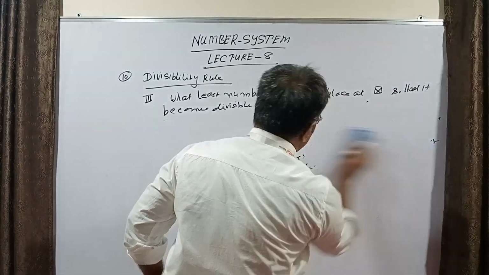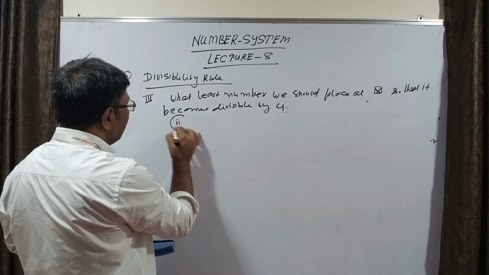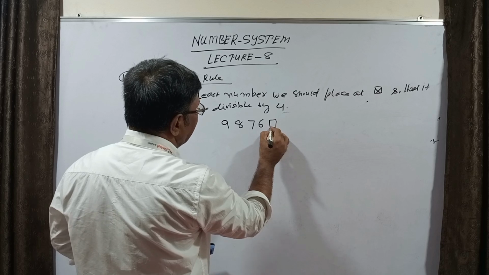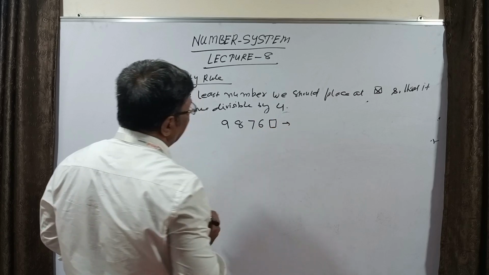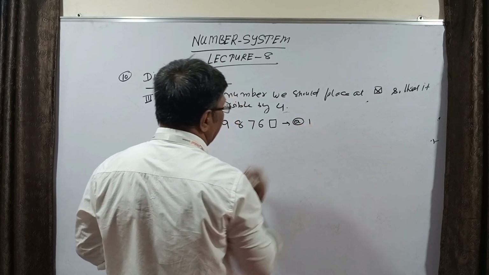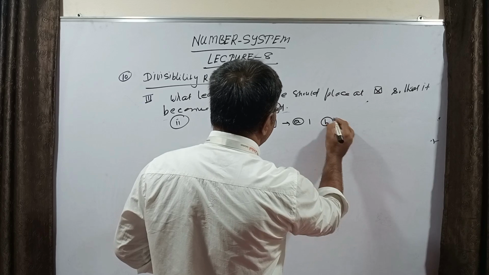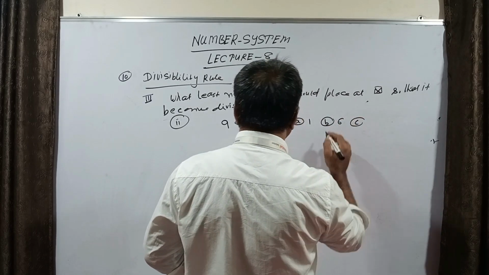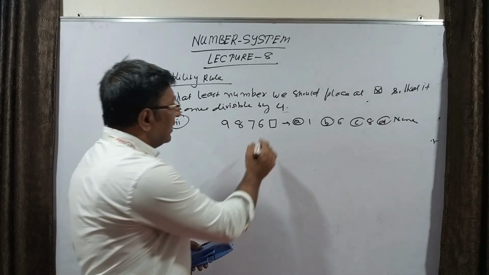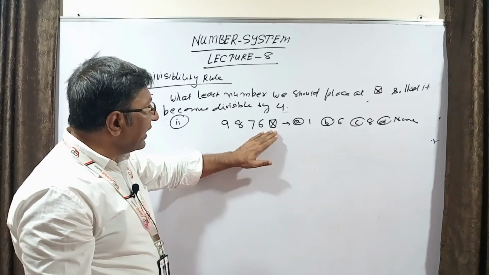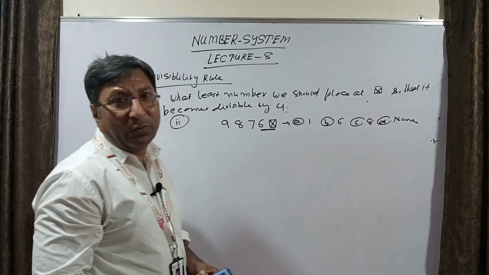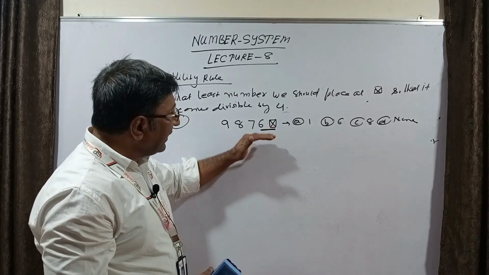See, the second example is 9, 8, 7, 6 and the star. Now the options are given: option A is 1, B is 6, C is 8, and D is none. So the question is, what number should we place at this star place so that this number is divisible by 4? The technique is to first focus on only the two-digit number. So what number should we place here so that it is divisible by 4?